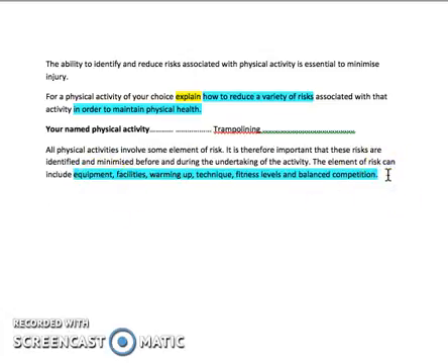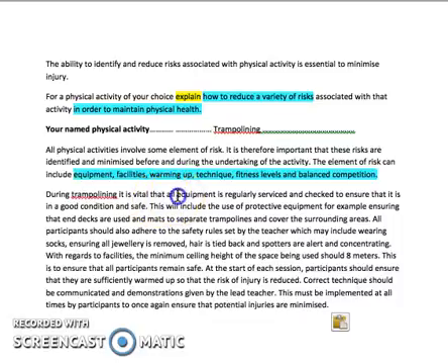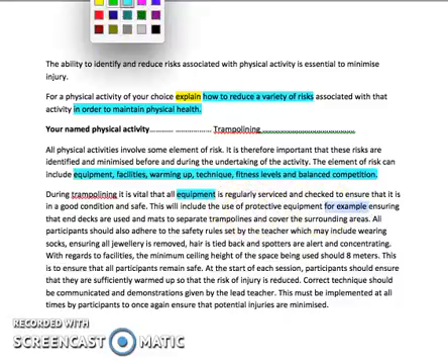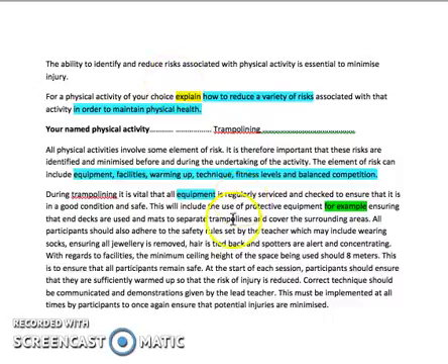And just like we did with SMART targets, the next paragraph is going into each of these in a bit more detail. So, during trampolining, it's vital that all equipment is regularly serviced and checked to ensure that it's in good condition and safe. This will include the use of protective equipment, for example, ensuring that end decks are used and mats to separate trampolines and cover the surrounding areas. So we've got the key information here, equipment, and then we've included an example just there, following a similar pattern to what we should have seen before.